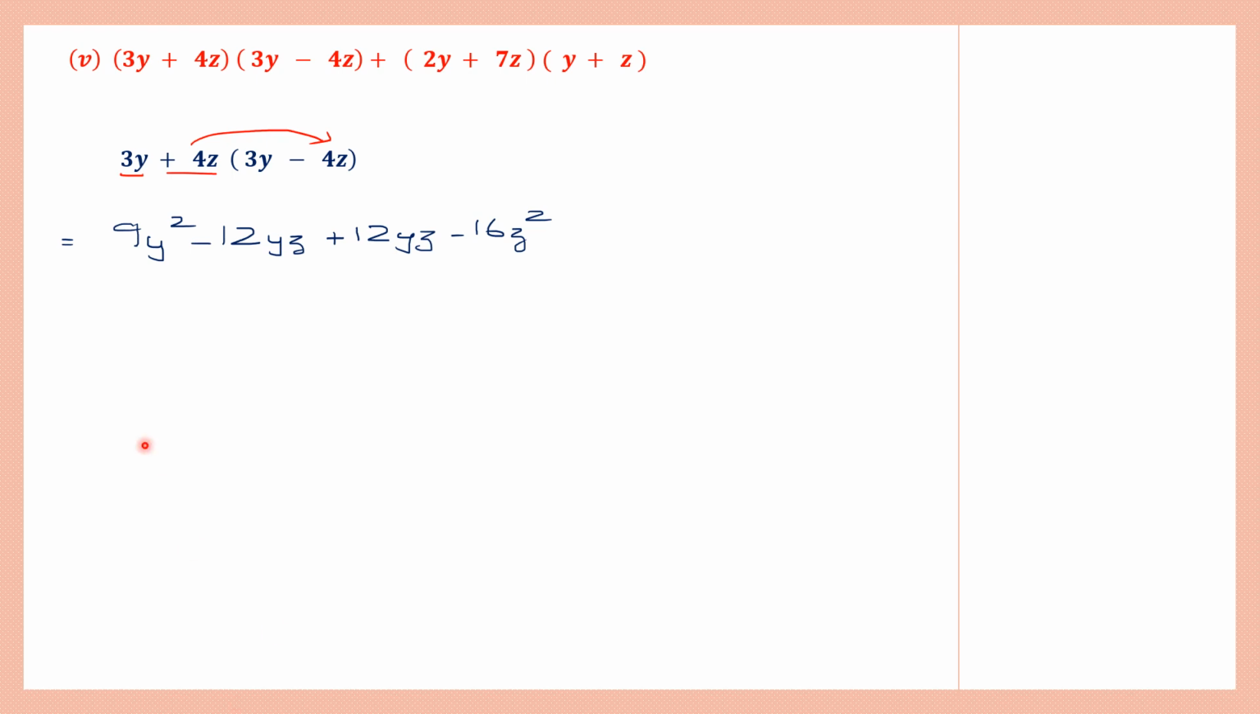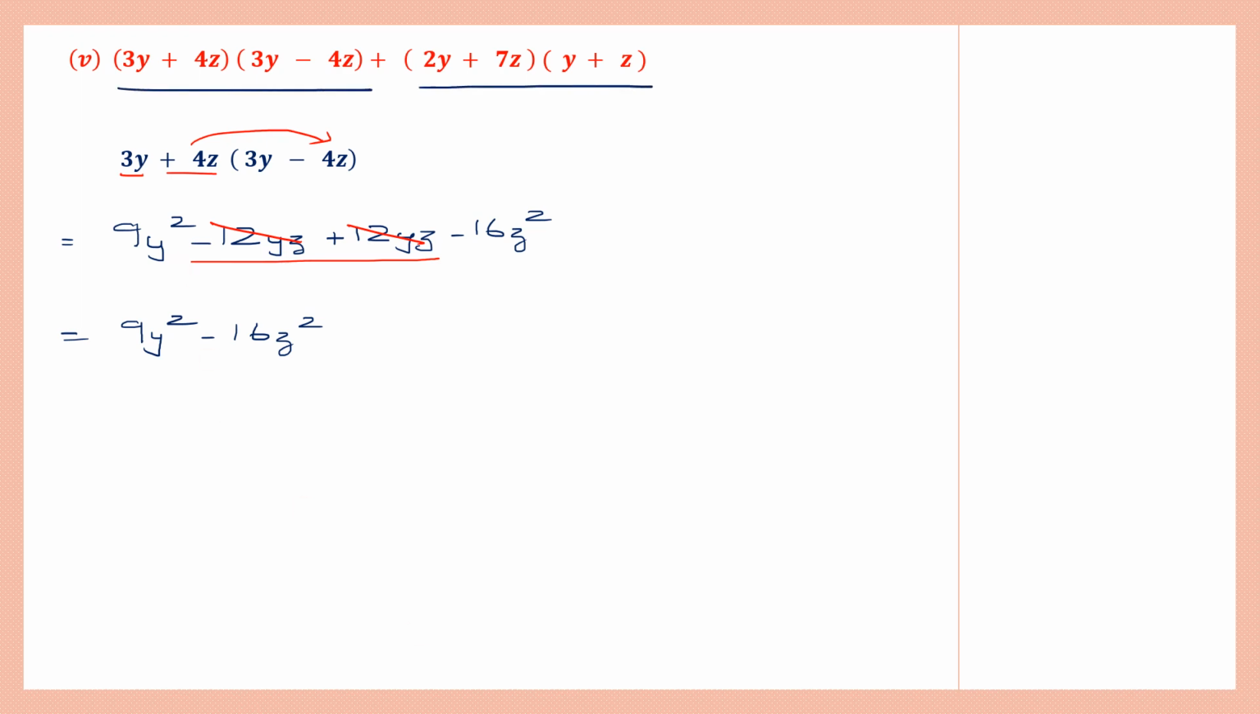Now look out for like terms. Y square, we don't have another y square. Yz, we have 2. So these are the two like terms. Now let's work out. So this will be 9y square. Now here we have minus 12 plus 12. 12 minus 12 is 0. So these two get cancelled. So we just have to write the next term, which is minus 16z square. So we finished working out this one. So the first part we have finished.